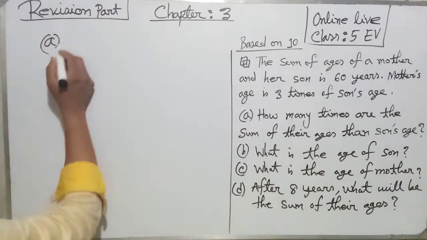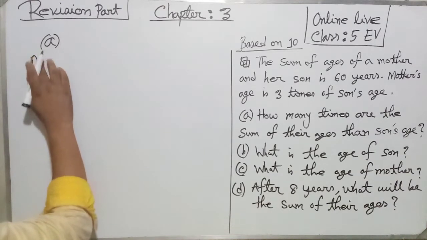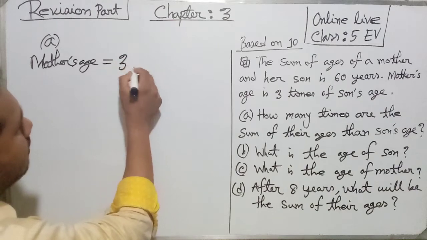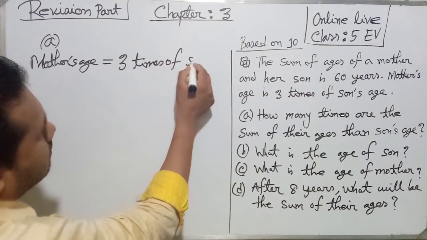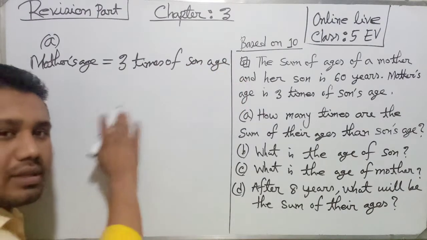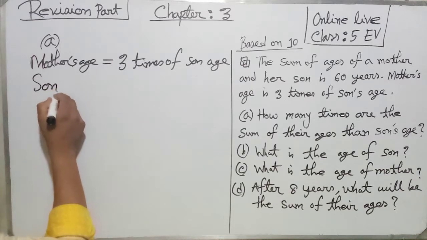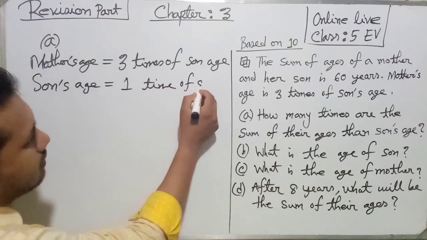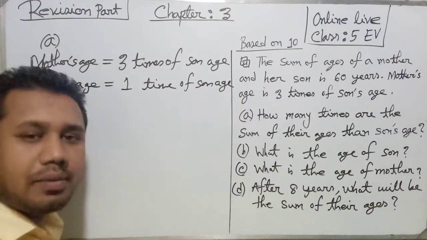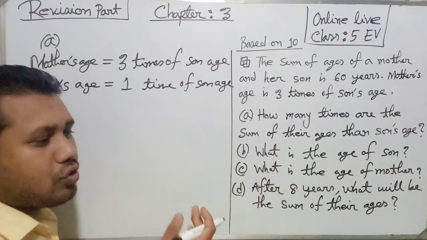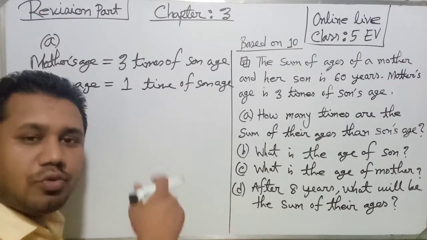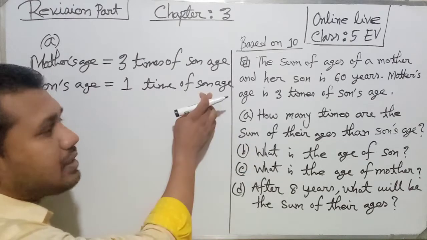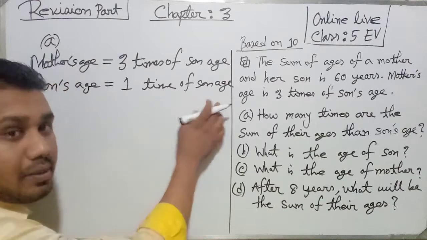We can write mother's age equal 3 times of son's age. And also we can say son's age equal 1 time of son's age. Clear? Because we know 5 on the 5, 7 on the 7. That means if we multiply by 1, it indicates the same number. So son's age equals 1 time of son's age.